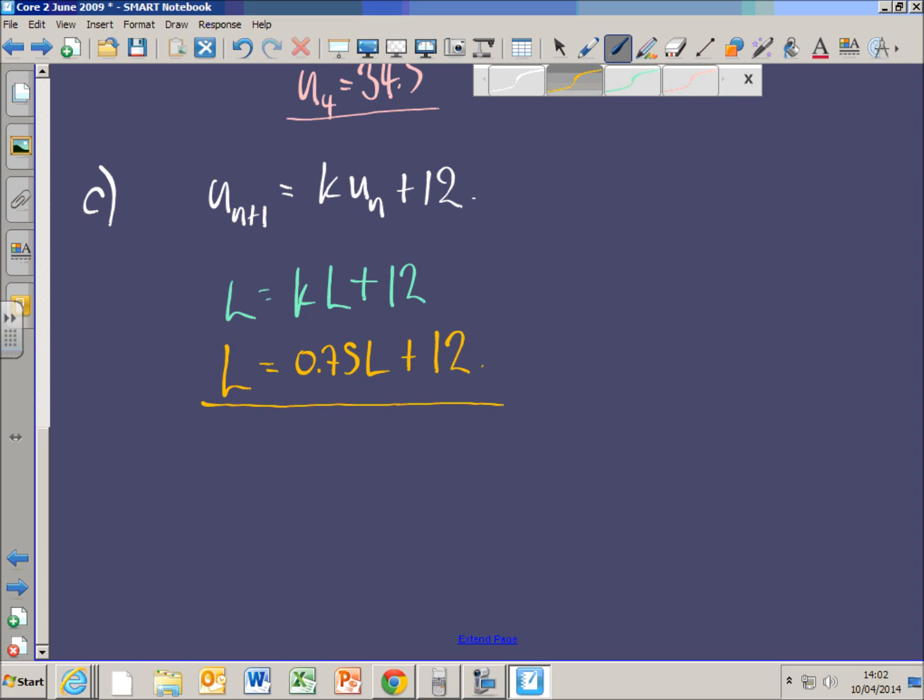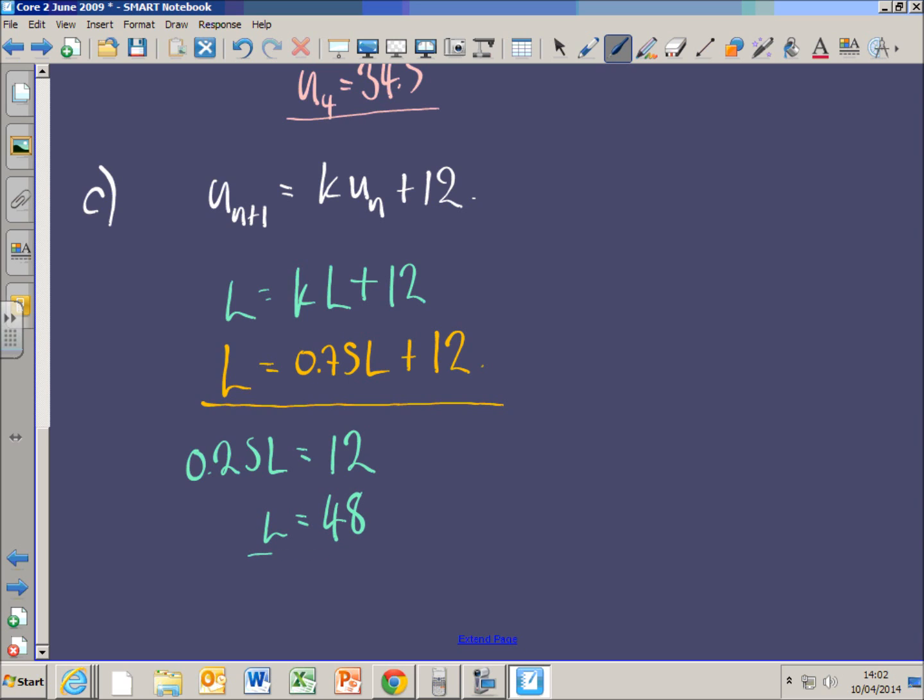Always the same really. Take 0.75 L off L, and that means that over here I will have 0.25 L is equal to 12. Can you see what I've done there? I had 1 L on the left, take away 0.75 L, so I'm left with 1/4 L, then times by 4. So L equals 48. So actually it was getting closer and closer to 48. Okay, and that's the limit.